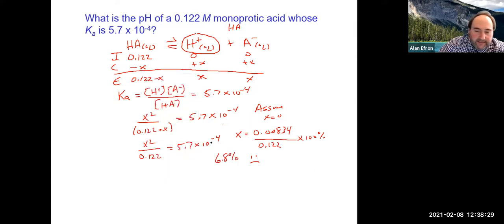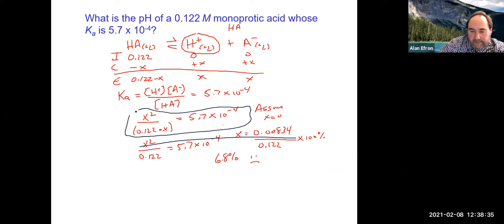So really, because it's no good, we pretty much need to back up to here and basically multiply everything to the other side, combine everybody, and go into our quadratic. I'm just going to flip the page here so I've got somewhere to write. If we multiply everything to the other side, that gets us x squared is equal to 0.122 times 5.7 times 10 to the minus 4.